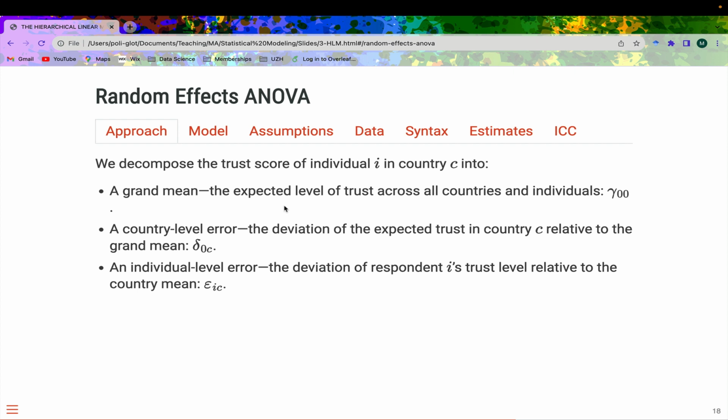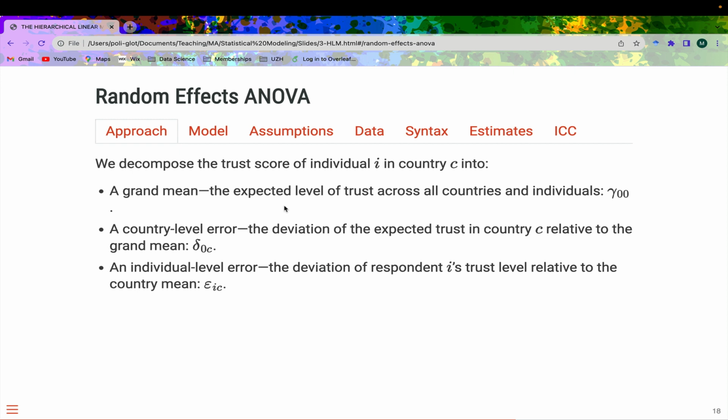Well, the first component is a grand mean. We call that a grand mean because it's the expected level of trust across all countries and all individuals. If we randomly select a country and then randomly select an individual from that country, we would expect to see a trust level equal to the grand mean. And a little bit in deviance of the notation I showed on Monday, we're going to denote that grand mean by gamma sub 0,0. That's a notation that will become more apparent as we keep going today.